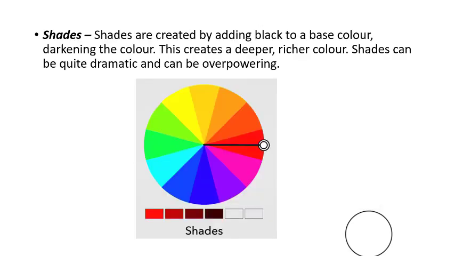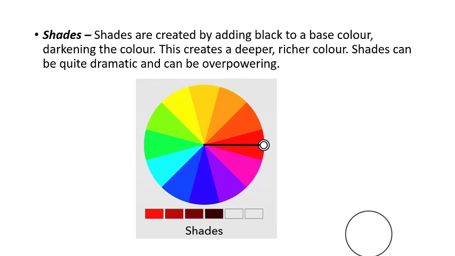Now shades. Shades are created by adding black to a base color. That is by darkening the color. This creates a deeper, richer color. Shades can be quite dramatic and can be overpowering.